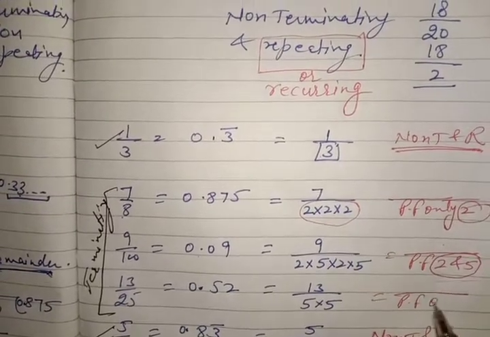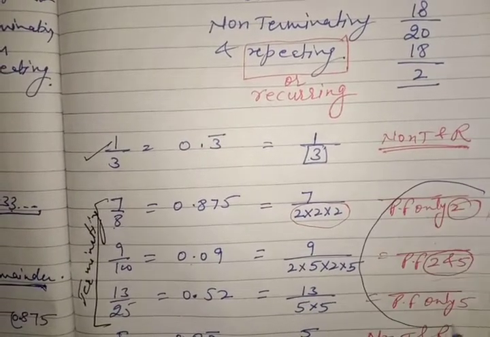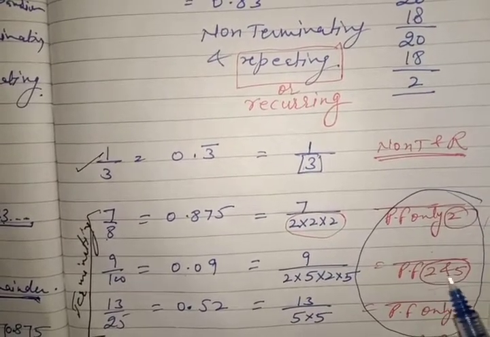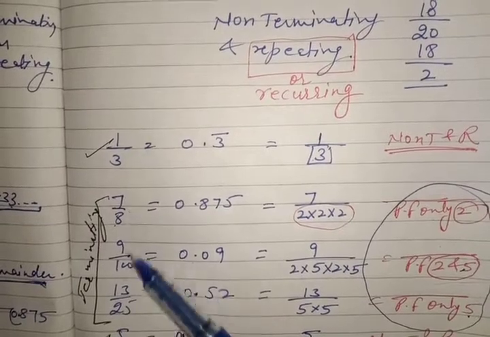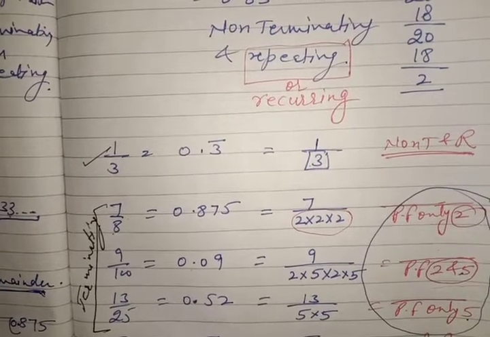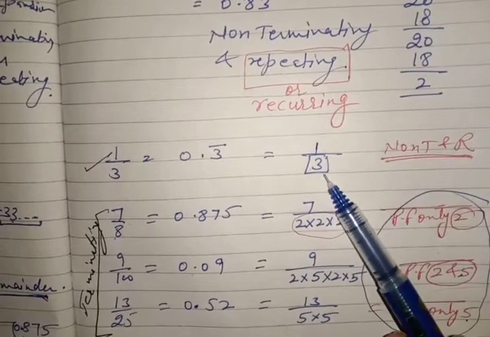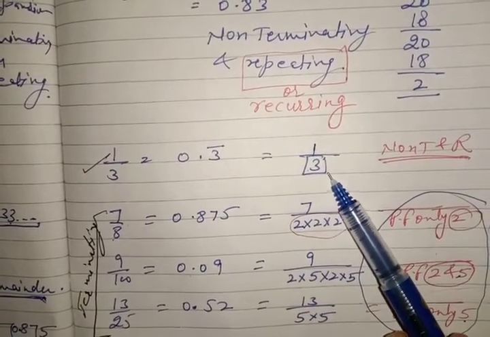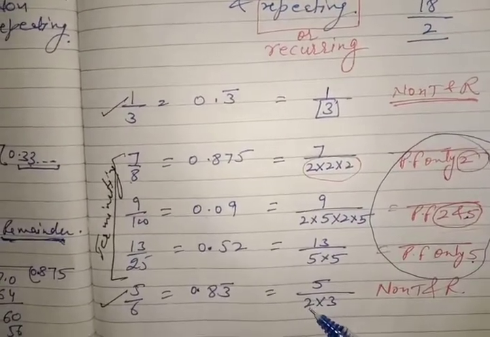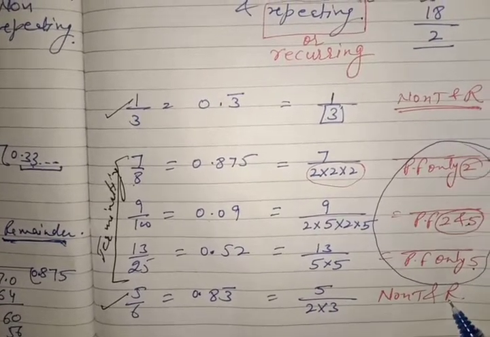We observed that if the prime factors in the denominator are only 2, only 5, or both, then that rational number is terminating. So without dividing, we can say whether it is terminating or non-terminating and repeating. You can see here 3 is there, which means no 2, no 5. Here in the denominator 2 is there, but other than 5 there is 3 in the denominator. It means this is non-terminating and repeating.